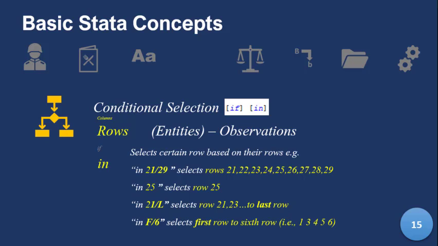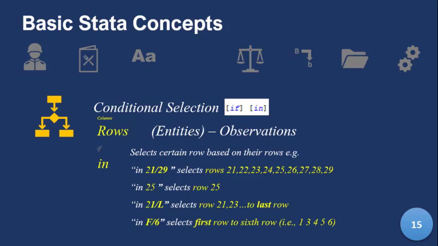The in statement is looking at the row number. The simple if statement is looking at the value of a variable. We did age, we did height, if you recollect. You can rewind just a few seconds ago. So in is focused on the row number, if is focused on the value of a variable.